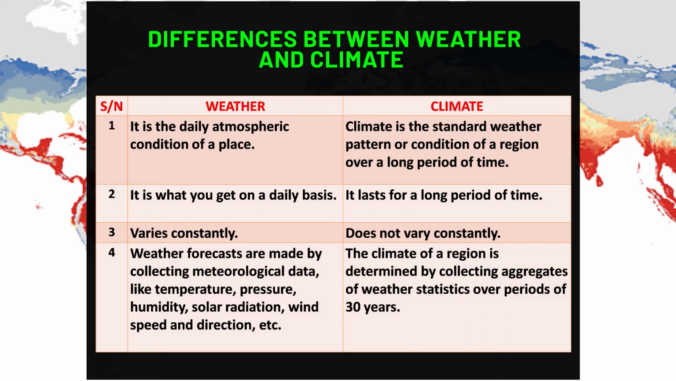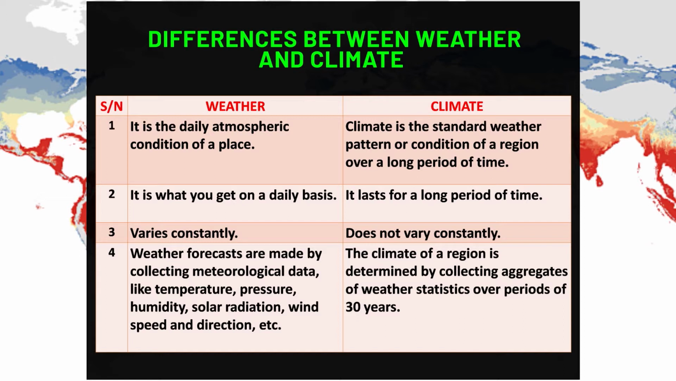Thirdly, weather varies constantly. That is, it can change very fast, always. While climate, on the other hand, does not change constantly. That is, it can remain the same for a long period of time. Lastly, weather forecasts are made by collecting meteorological data like temperature, pressure, humidity, solar radiation, wind speed and direction, etc. While the climate of a region is determined by collecting aggregates of weather statistics over periods of 30 years.